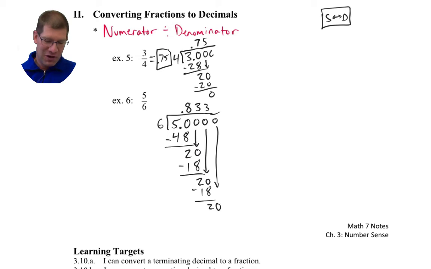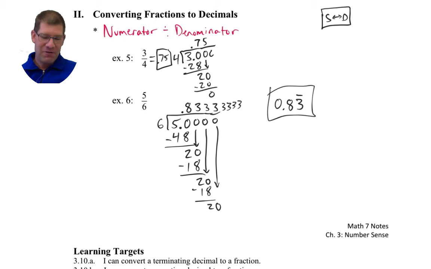And 6 can go into 20 three times with 2 left over. So I'm going to get 0.83333333, a whole bunch of stuff like that. So the way we should write it, though, is 0 point, but then we have at least the 8, 3. Only the 3 is repeating, so we only put the bar over the top of the 3. So 5 over 6 is the same as 0.83 repeating.